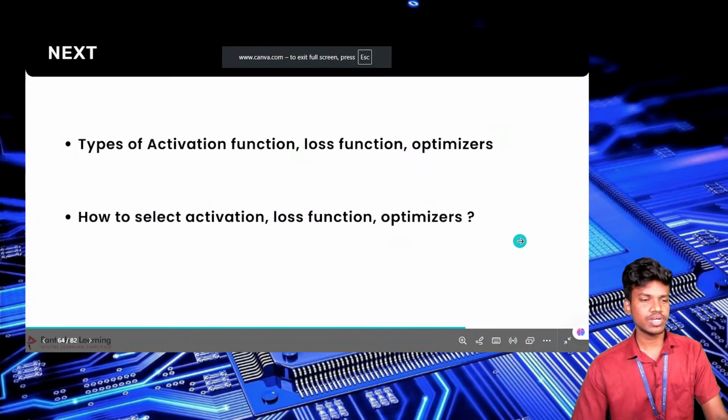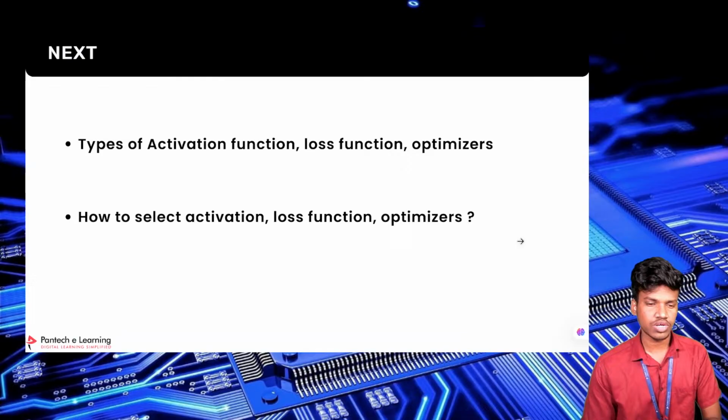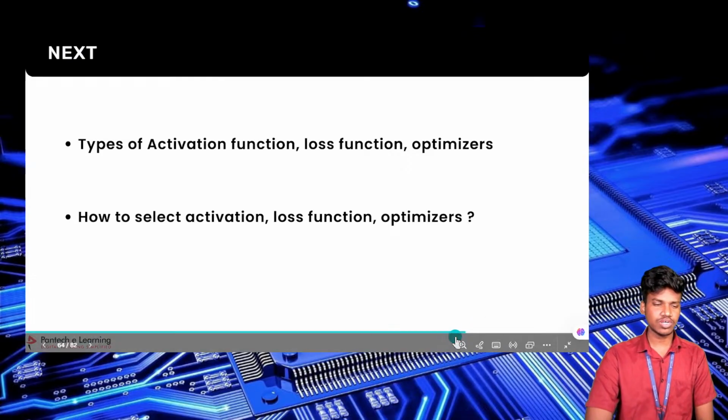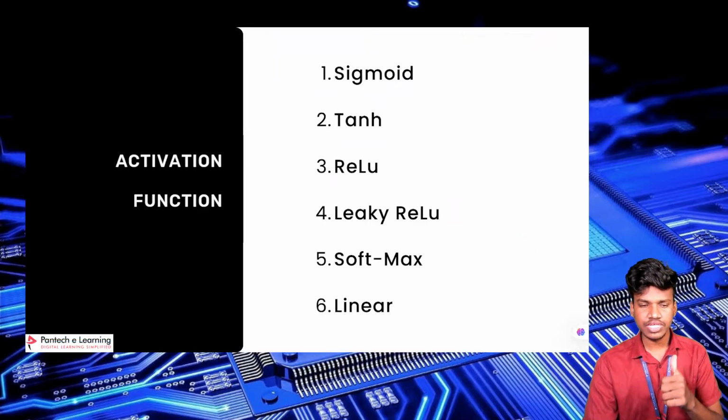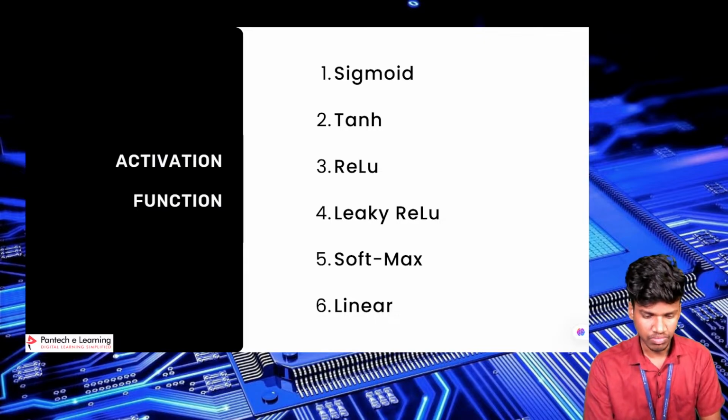Okay, so now we have to go with the types of activation functions, loss functions and optimizers, and how to select the activation function, loss function and optimizer. There are 6 kinds of activation functions: sigmoid, tanh, ReLU, leaky ReLU, softmax, and linear. These 6 activation functions are used based on the classification type.